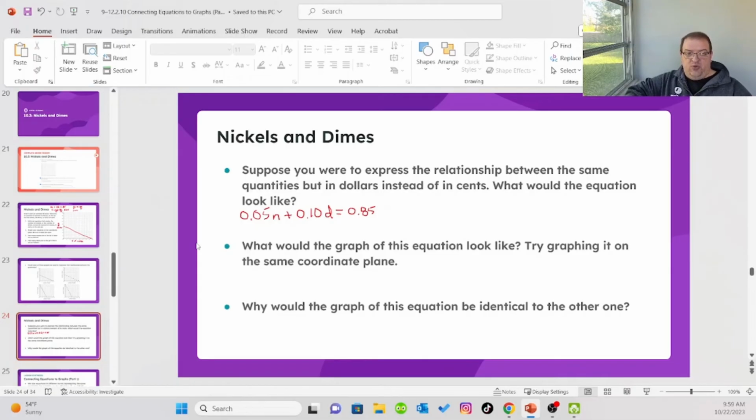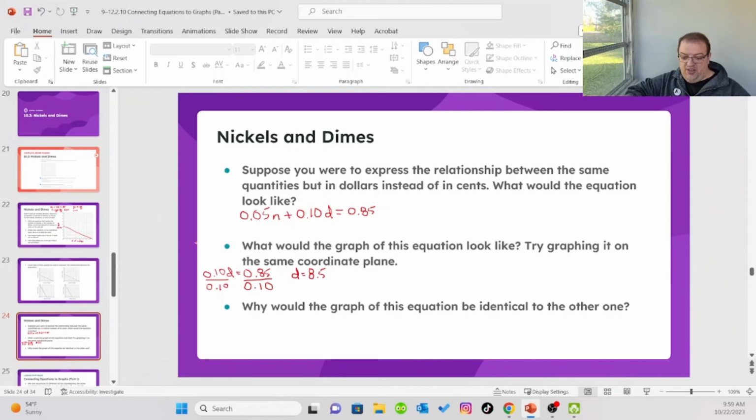What would the graph of this equation look like? Try graphing it on the same coordinate plane. Well, if we think about it, if we said we had no nickels, then we would just have 0.10 dimes equals 0.85. We would divide the left by 0.10. We would divide the right by 0.10. And this would still result in dimes being 8.5. So the y-intercept doesn't change at all.